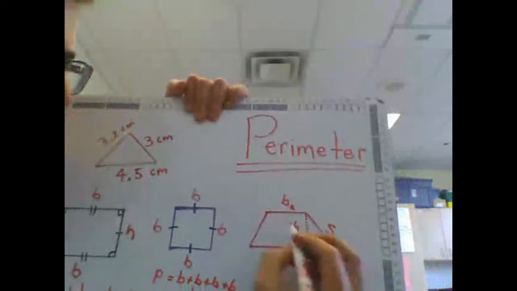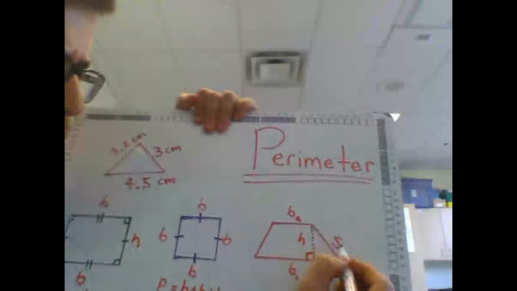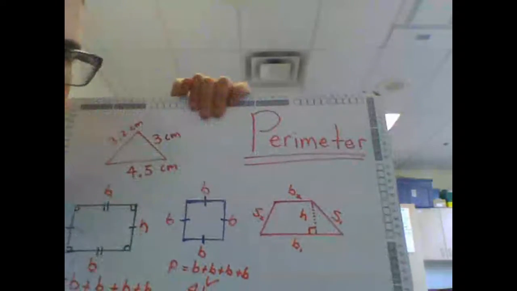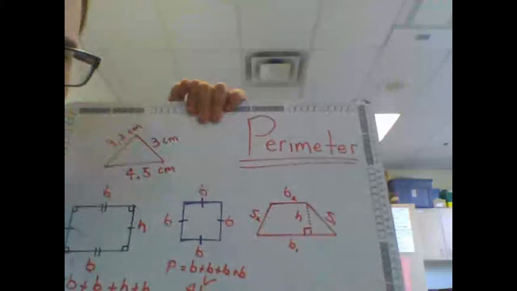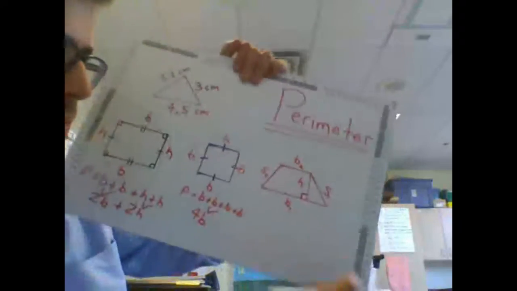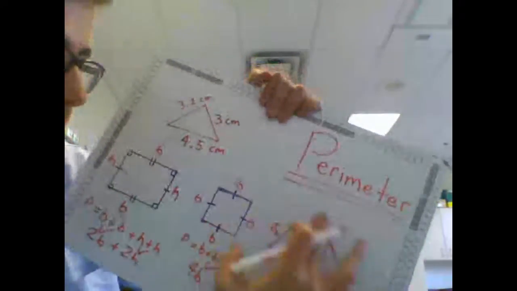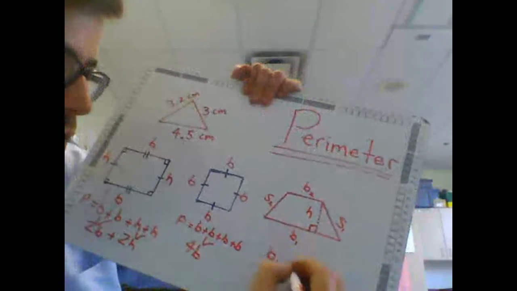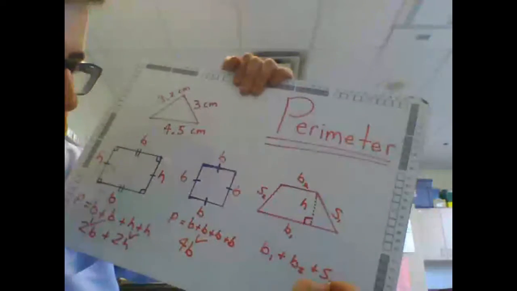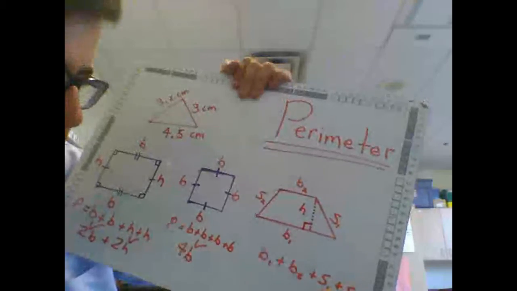These might just be called sides. Maybe we'll call this side 1, and maybe we'll call this side 2. So again, I'm just using a little subscript number to show that I have side 1 and side 2. This is pretty standard. You would just add all of these up. Base 1 plus base 2 plus side 1 plus side 2.